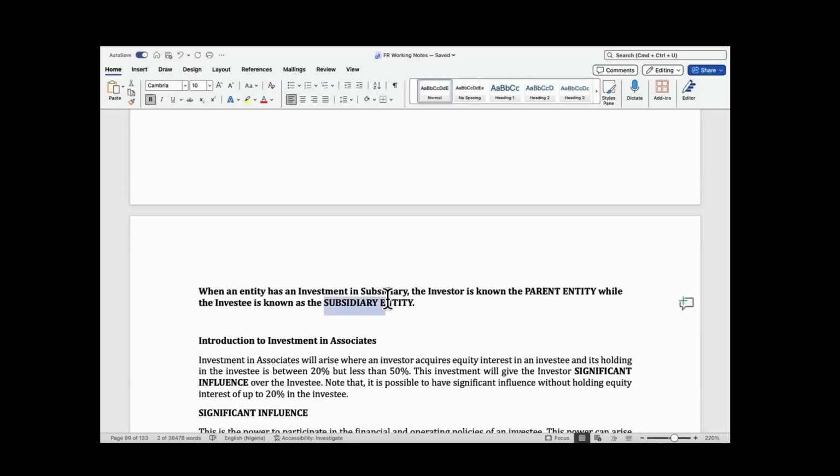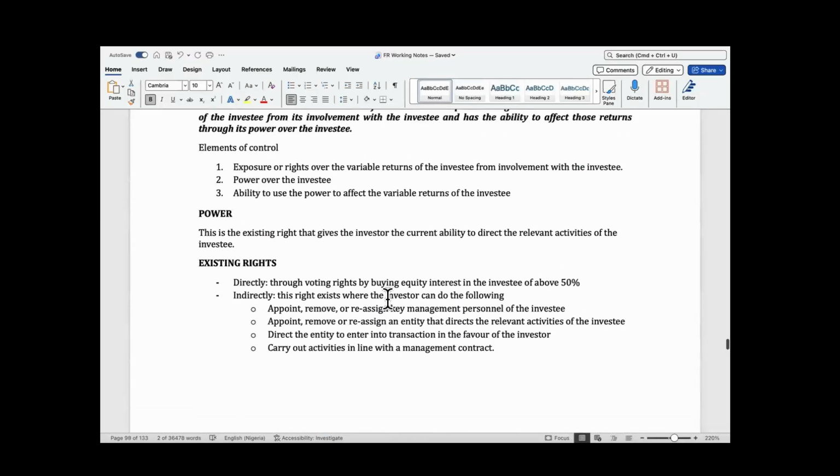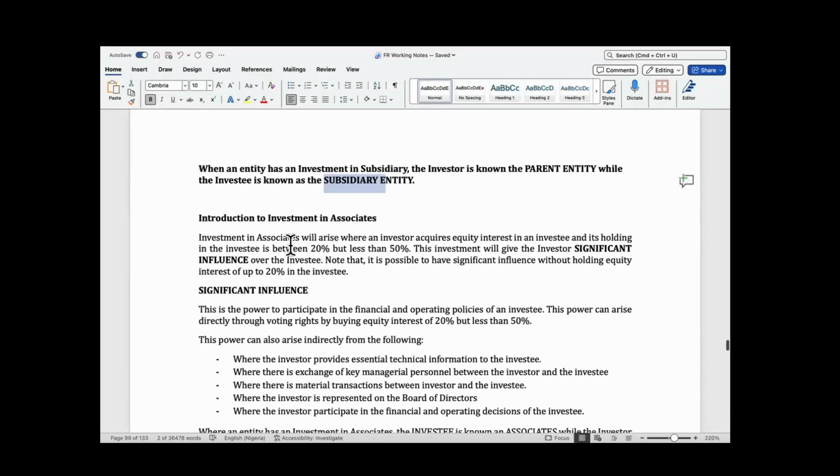That's the introduction to investment in subsidiary. Then investment in associates. This will arise when an investor acquires equity interest in an investee and his holding in the investee is 20% but less than 50%. These investments would give the investor what we call significant influence.